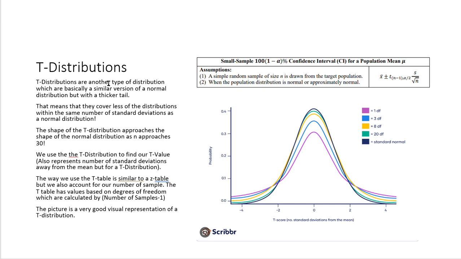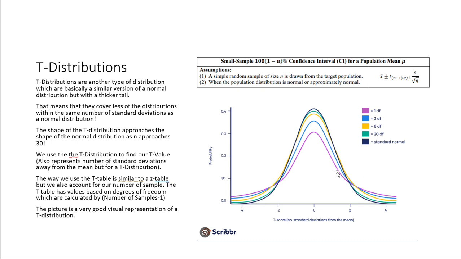T distributions are basically another type of distribution which are similar to normal distributions, but they have a thicker tail. It's kind of like a normal distribution, but it's spread out more. There's more variance. It has more proportion of data on the sides, as opposed to a normal distribution, where after 3 standard deviations, there's practically nothing left.